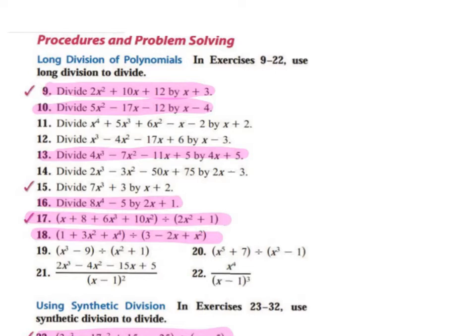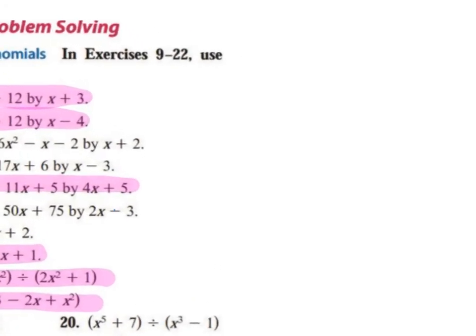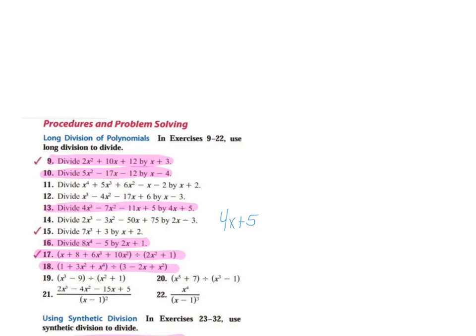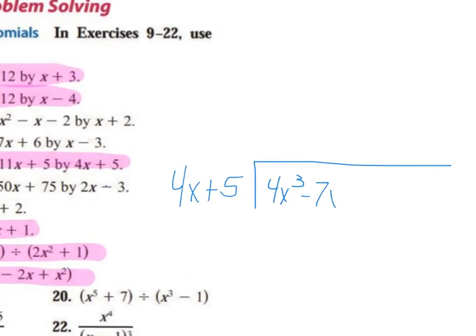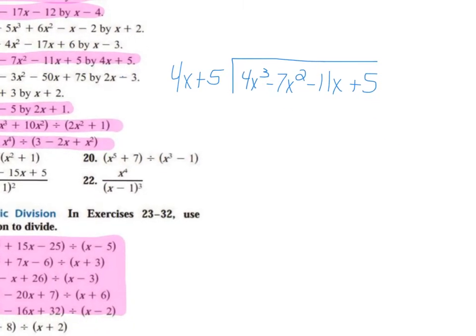So I have 4x plus 5 on the outside, correct? And then 4x cubed minus 7x squared minus 11x plus 5 on the inside. The first thing you need to do is make sure there are no gaps. Make sure the terms are in descending order, and since we're starting with cubed, it needs to go cubed, squared, x to the first, then the constant.